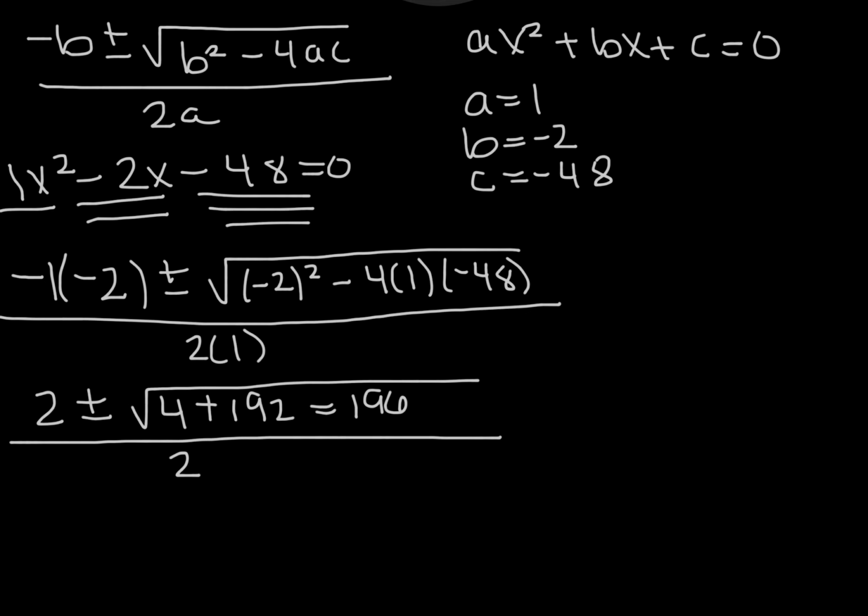Next, let's get rid of this square root. So we're going to have 2 plus or minus the square root of 196 is 14. And all of that is going to be over 2. So let's move this over to our second page to have more room. So we ended with 2 plus or minus 14 over 2.